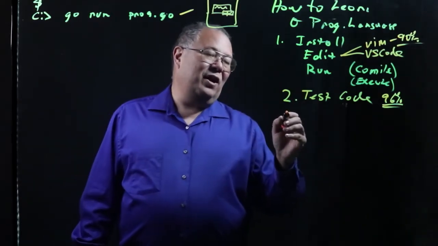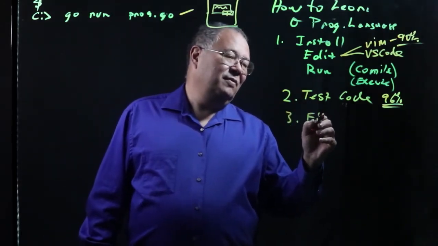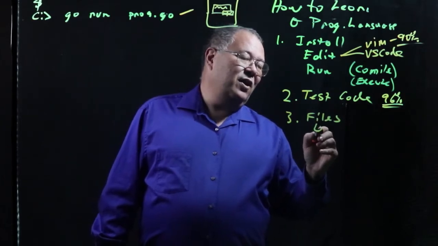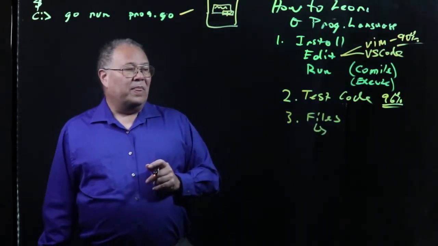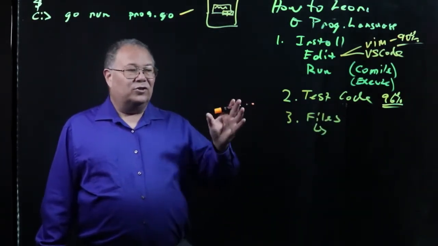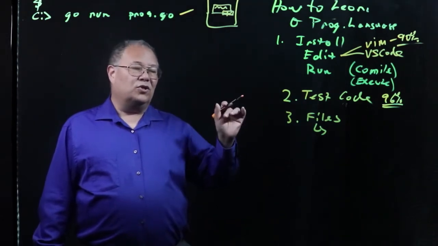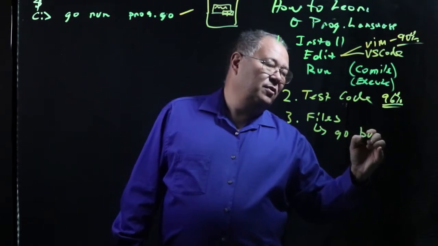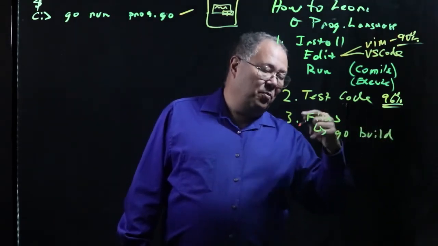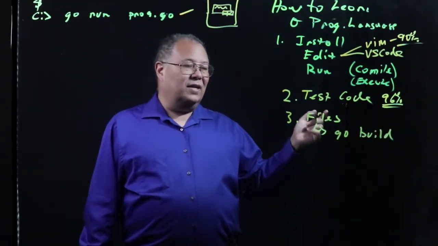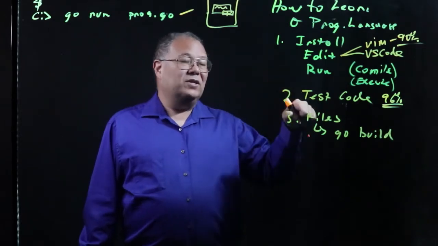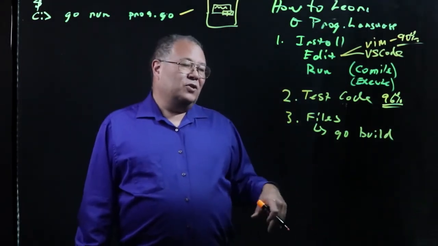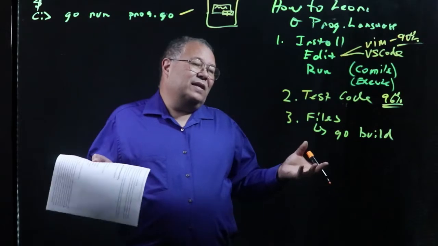Third thing is, how are files organized? In Go, you create a directory. The directory is going to be the name of your program. If you just do go build in that directory, it will compile the code in that directory and stick it into an executable based on the directory name. So each directory basically gets its own code.